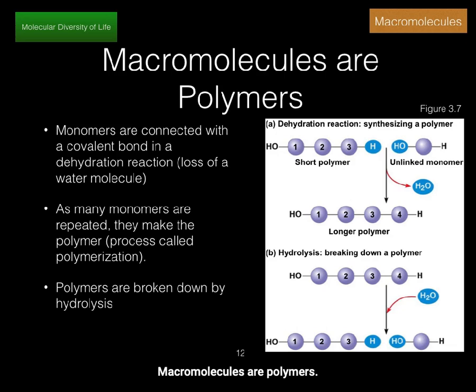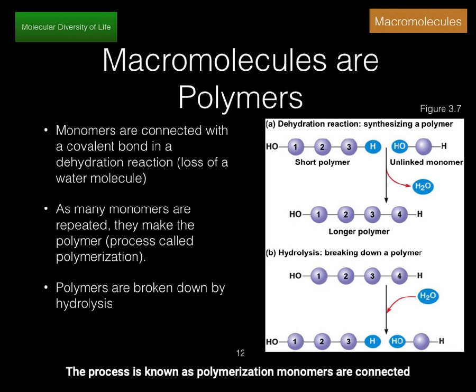Macromolecules are polymers. So what is a polymer? Polymers are monomers that are connected by a covalent bond that is formed due to a loss of water, a dehydration reaction. When a monomer is repeated to make a polymer, the process is known as polymerization.